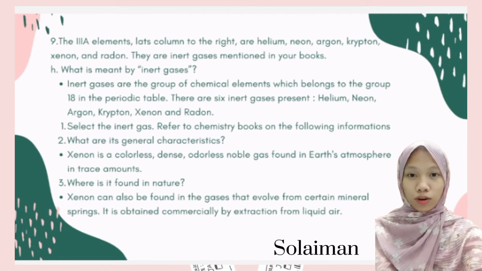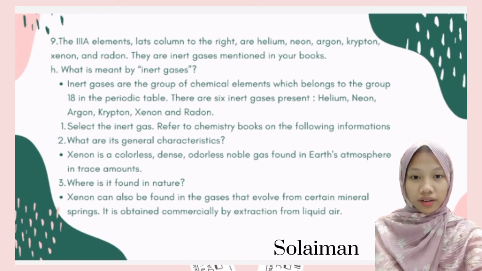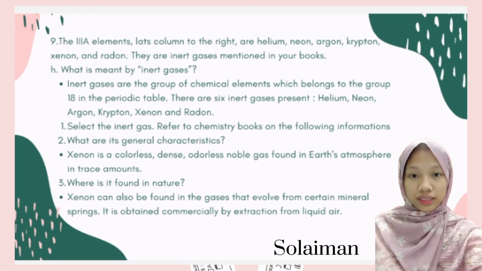Number 9, the group 8 elements in the last column to the right are helium, neon, argon, krypton, xenon, and radon. They are inert gases mentioned in our books. So the question is, what is meant by inert gases? Inert gases are the group of chemical elements which belong to group 18 in the periodic table. There are 6 inert gases present: helium, neon, argon, krypton, xenon, and radon. Select the inert gas referred to in chemistry books on the following information. So what are its general characteristics?